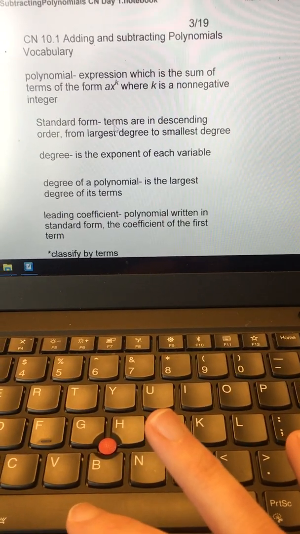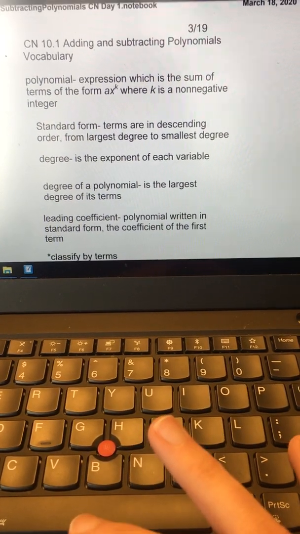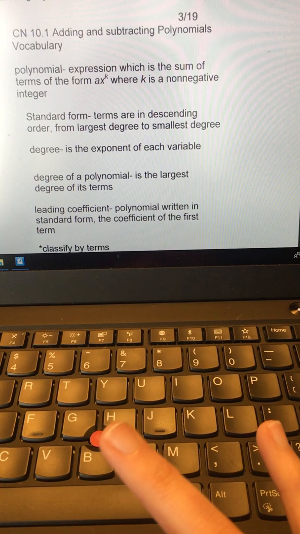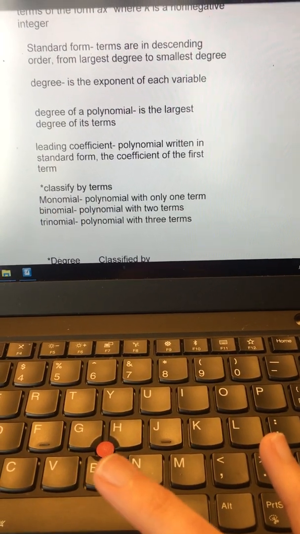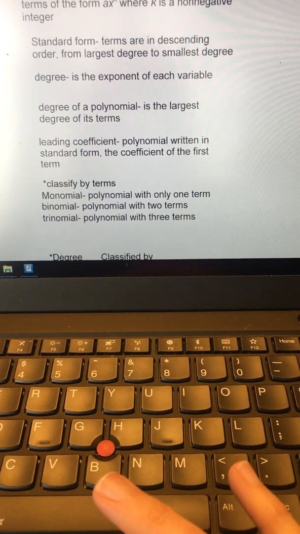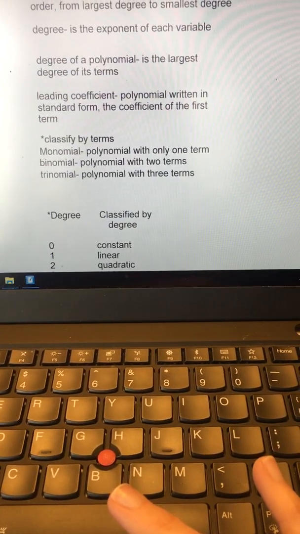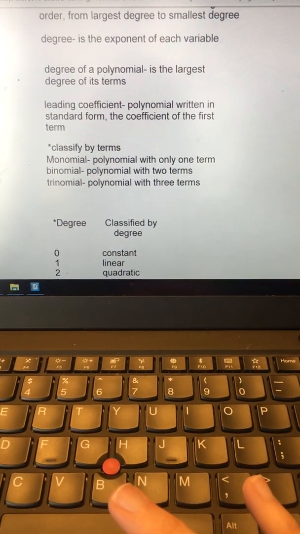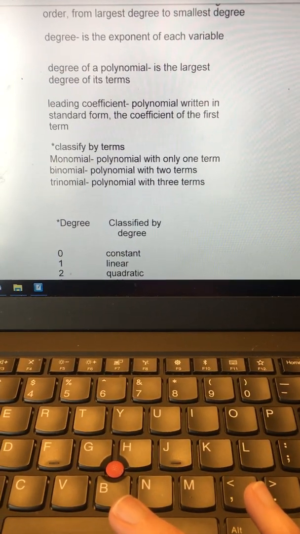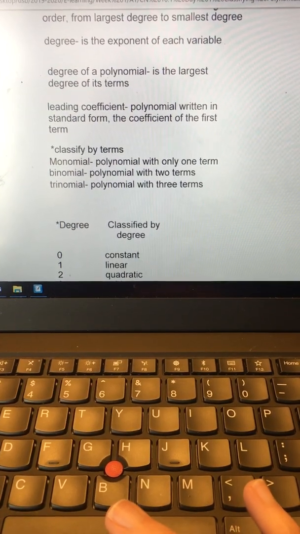Standard form here says that the terms are in order from biggest exponent to smallest. So when you're asked to write things in standard form, it's look at the exponents and put them in order from biggest to smallest. The degree, when you hear the word degree, it's really looking at the exponent of each of your variables. The degree of the polynomial, which we'll use most often, is the biggest exponent in the entire thing, and then we'll classify accordingly.